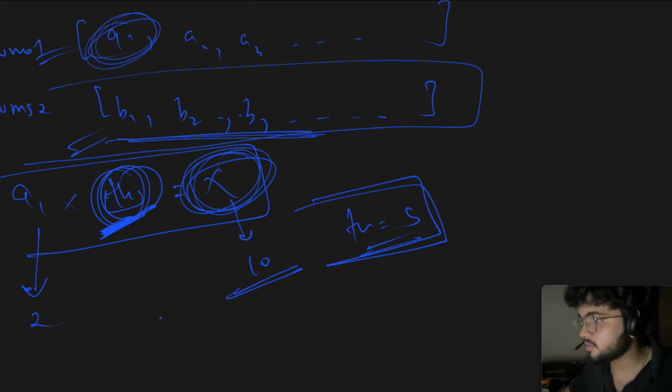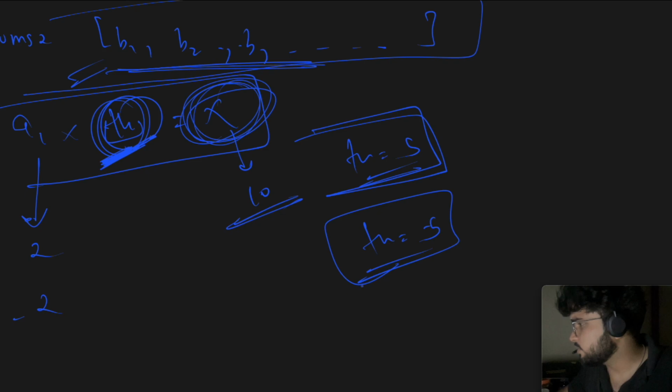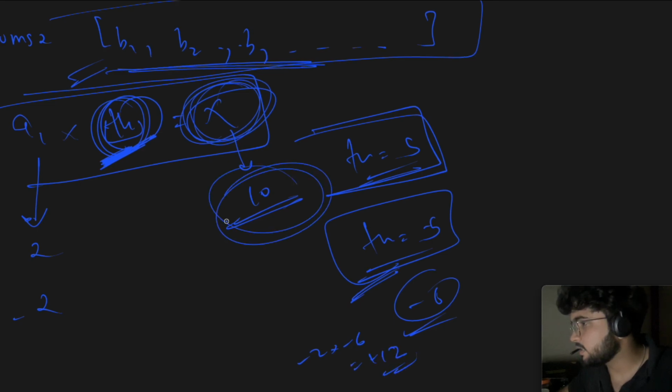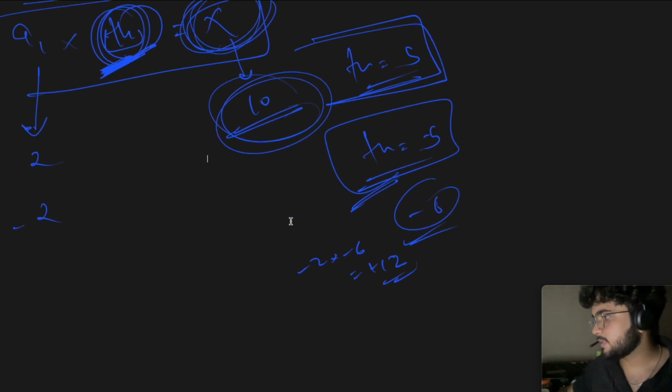But the catch is, what if it is minus 2? Now the threshold is minus 5. So should we find values less than threshold? Because less than threshold will be minus 6, and minus 2 into minus 6 will be plus 12. This will become greater than x. Is this making sense?